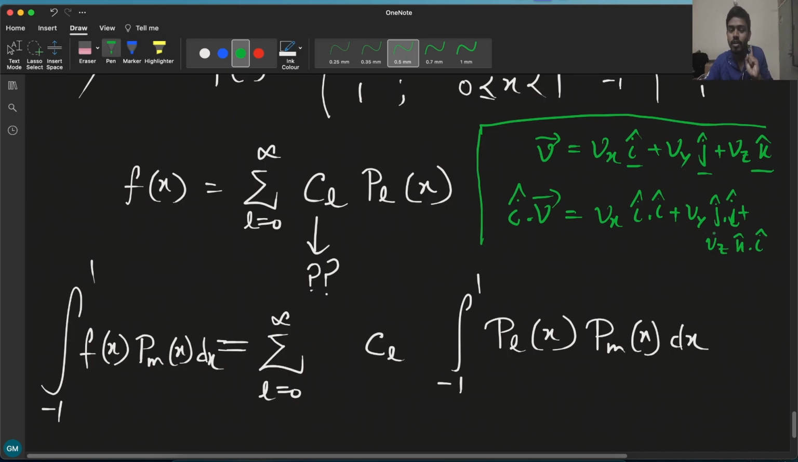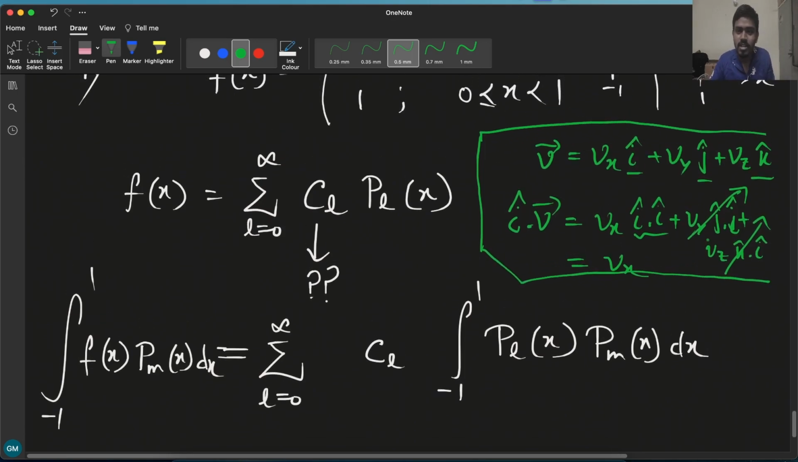Because i hat, j hat, k hat are orthogonal, these terms will be 0. The dot products j dot i and k dot i will be 0, and i dot i will be 1. And then we can find this Vx. Right? The same idea is applied here.